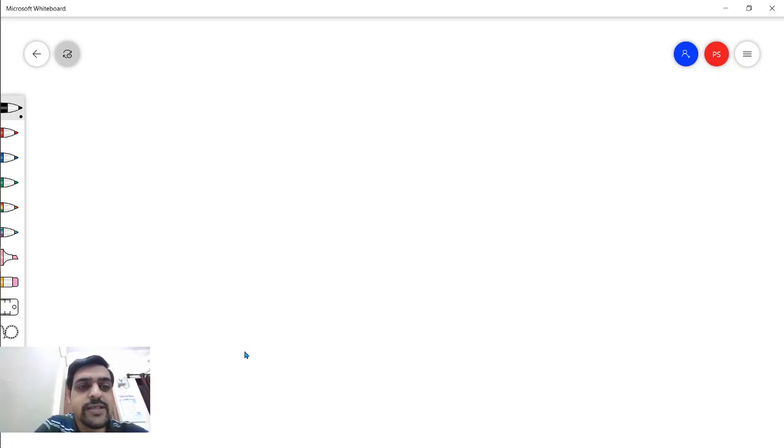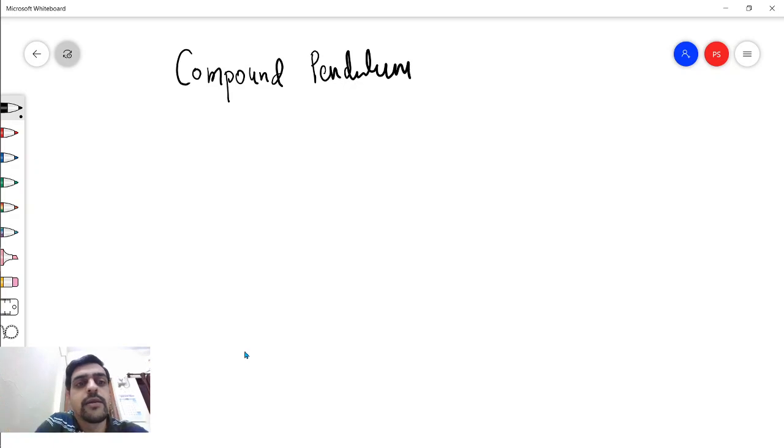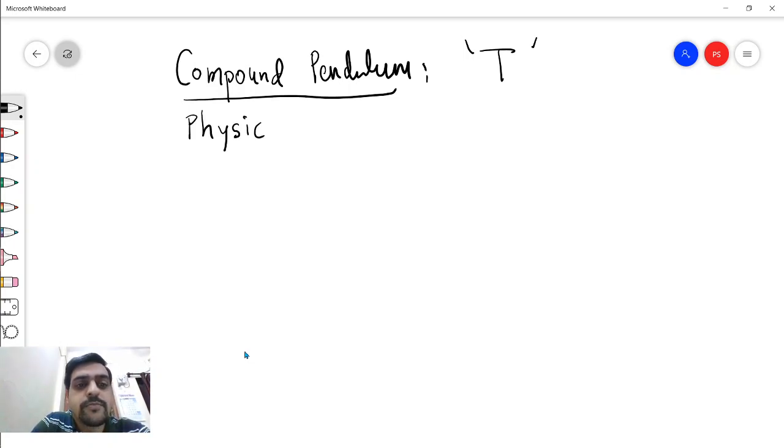So in this first lecture, we will be discussing the concept of a compound pendulum, and we will derive an expression for the time period T of a compound pendulum. Now there is an alternate name for compound pendulum. It is also called a physical pendulum. We should remember this alternate name.